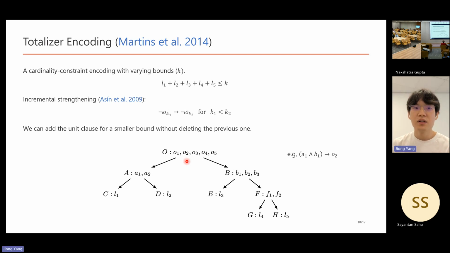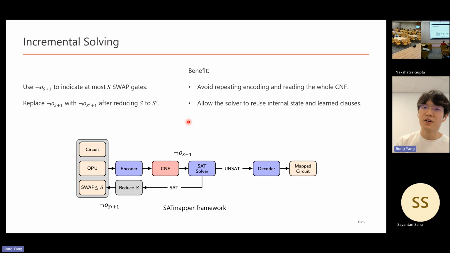And in our application, we are particularly interested in the at most k constraints with iteratively decreasing bounds. Since not o_k1 implies not o_k2 for k1 greater than k2, since at most k1 always implies at most k2 for k2 greater than k1, we can add the unit clause for a smaller bound without deleting the previous one. So for example, we can add the clause not o_k1 without deleting the clause not o_k2. This technique is called incremental strengthening in the literature, and we are going to utilize it in our method. Now let's come back to the incremental solving for SATMapper.